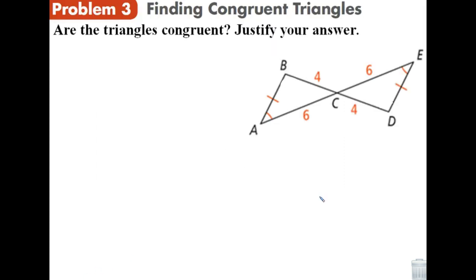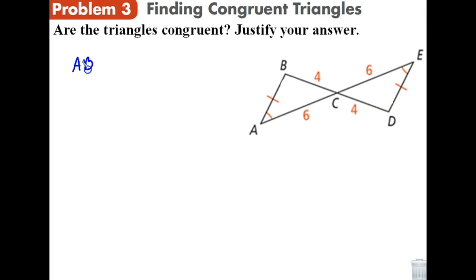So this last problem is going to utilize that third angle theorem. Okay, problem 3, finding congruent triangles. It asks, are the triangles congruent? Justify your answer. Now if we want to prove these two triangles congruent to each other, what I need to do is show that all of their corresponding parts, their sides and angles, are congruent. So let's start listing those off.